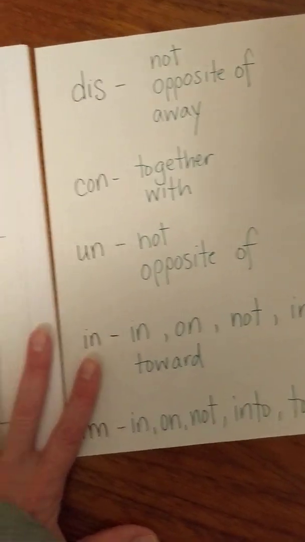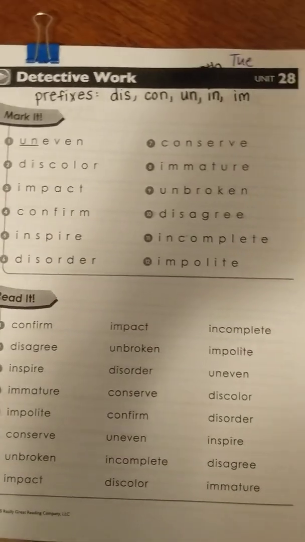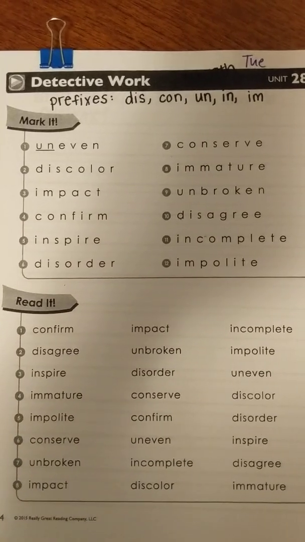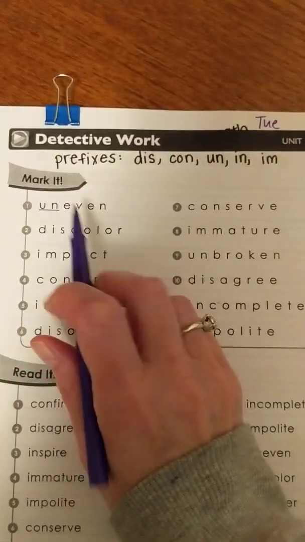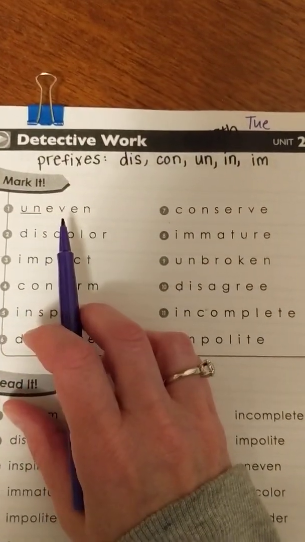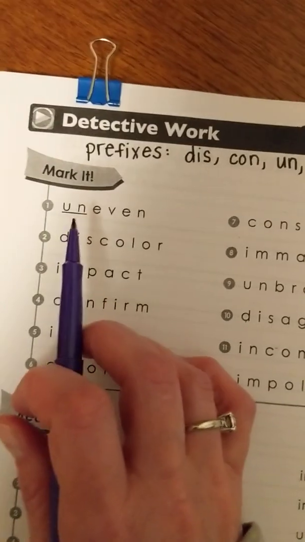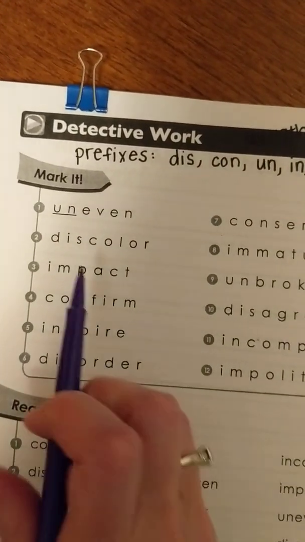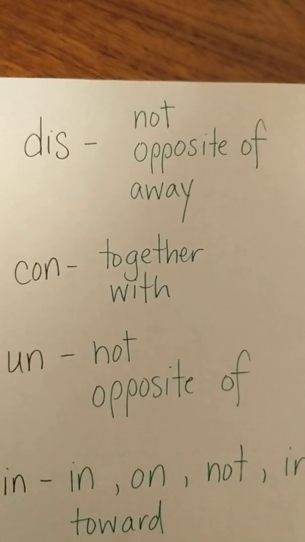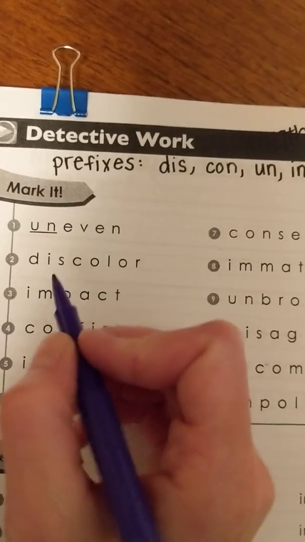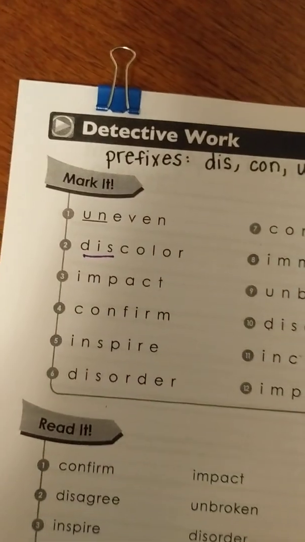Okay, so what we're going to do over here is look at this list of words. All we have to do is underline the prefixes in each word. Now, they did the first one for you because you're lazy, haha. And the first word is uneven. Well, if we remember over here, un means not. So it means that something is not even, okay? Discolor, discolor. Well, if you remember over here, dis means not, okay? So if something is discolored, it's not the right color. Like if you spill bleach on something, it will discolor it, okay?